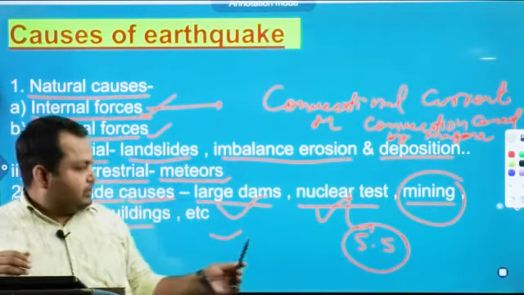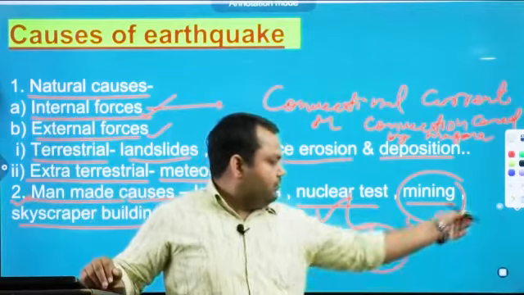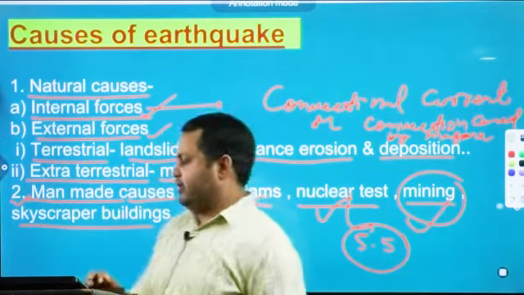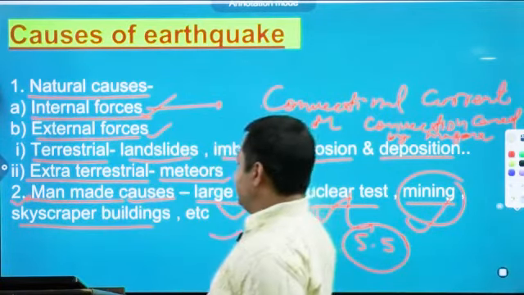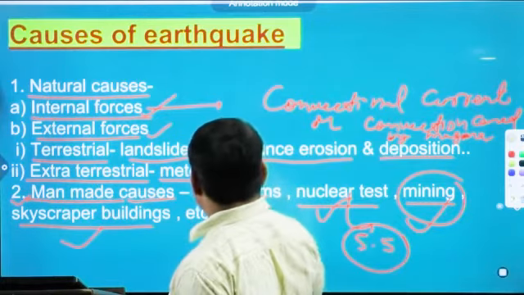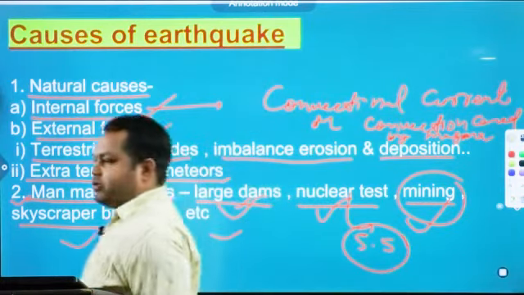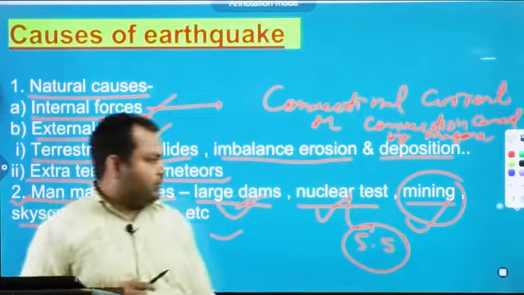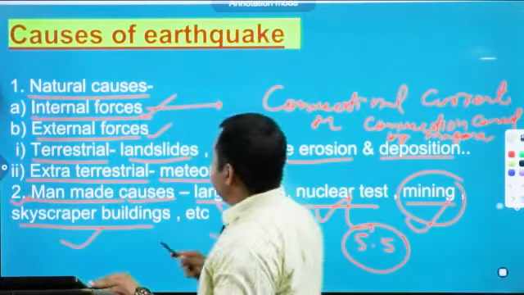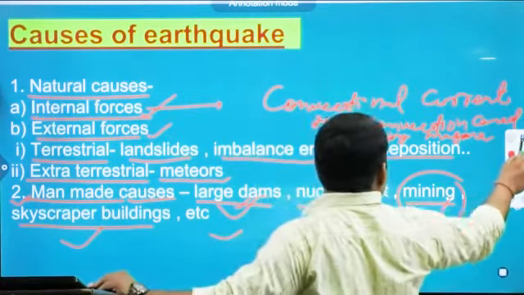So there will take place what? Occurrence of earthquakes under the influence of mining factors too. And skyscraper buildings, similar to large dams. So these are the actual factors responsible for the occurrence of earthquakes, right? These are the factors responsible for the occurrence of earthquakes.